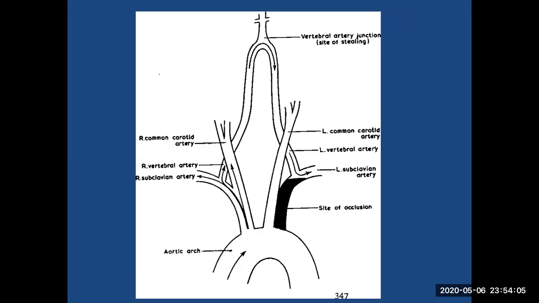The vertebral artery is actually a branch of the subclavian artery. On the left side, it arises directly from the left subclavian artery, but on the right side, it arises from the brachiocephalic artery.